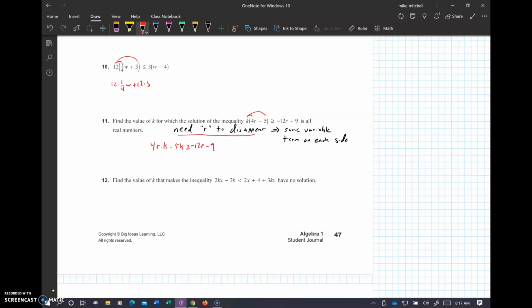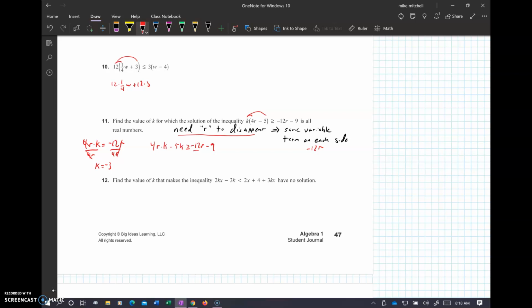Now to get no solution or all real numbers, I need the r to disappear. So we need the same variable term on each side. That's going to be a negative 12r because I can see it on the right. What's going to give me that? 4r times k equals negative 12r. I need those to be equal. Well, I need the k alone. I divide by 4r. I divide by 4r. The r's cancel. Negative 12 over 4 is negative 3, so k is negative 3.